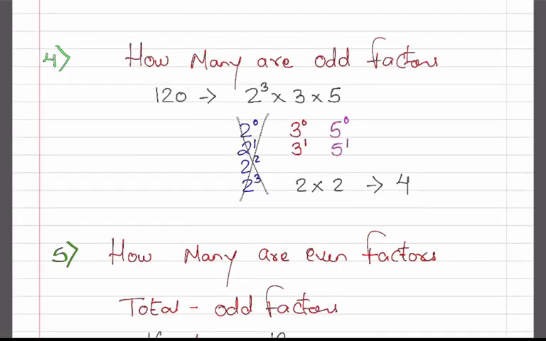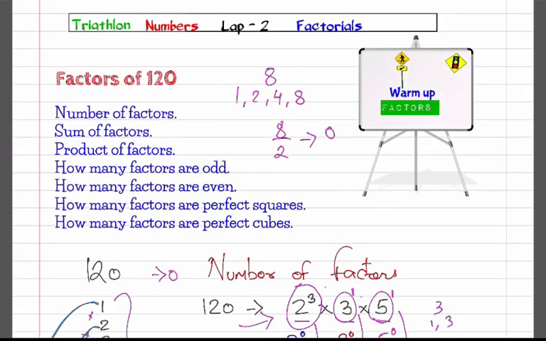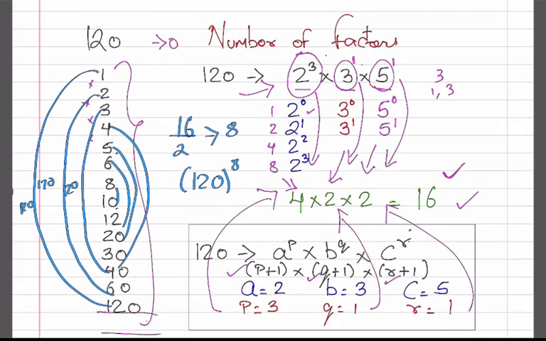Now I am asking you the next question. How many are odd factors in 120? So let's just come here. How many are odd factors here? If you can just observe it here. I can see 3 as one odd factor. I can see 5. What else? I have 1 here. Okay, and that's it. These are my odd factors, 1, 3, 5.